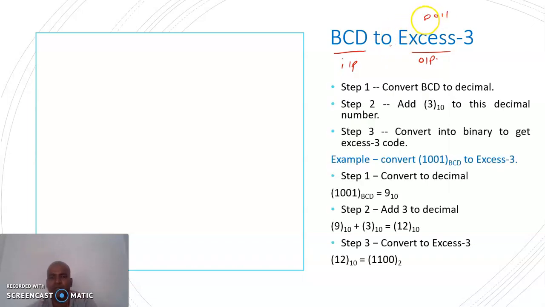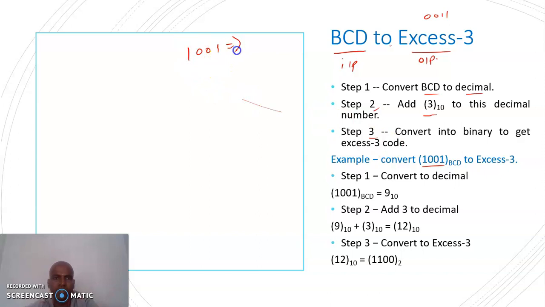Then BCD to XS3. Here the input is BCD and the output is XS3. In the last lecture I explained how to convert to XS3: just add the number 3 to each and every digit if the number is decimal. If it is BCD, then add 0011. So step number 1, convert BCD to decimal first, and step number 2, add 3 to this decimal number and convert to binary to get the XS3 code. Okay, have a look at this example.